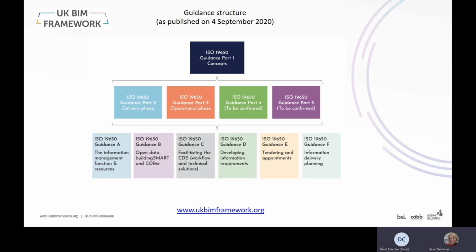And finally, Guidance F covers information delivery planning. This includes the responsibility matrices and the task and master information delivery plans. It also has space for guidance on the federation strategy, but again, this is not written yet.